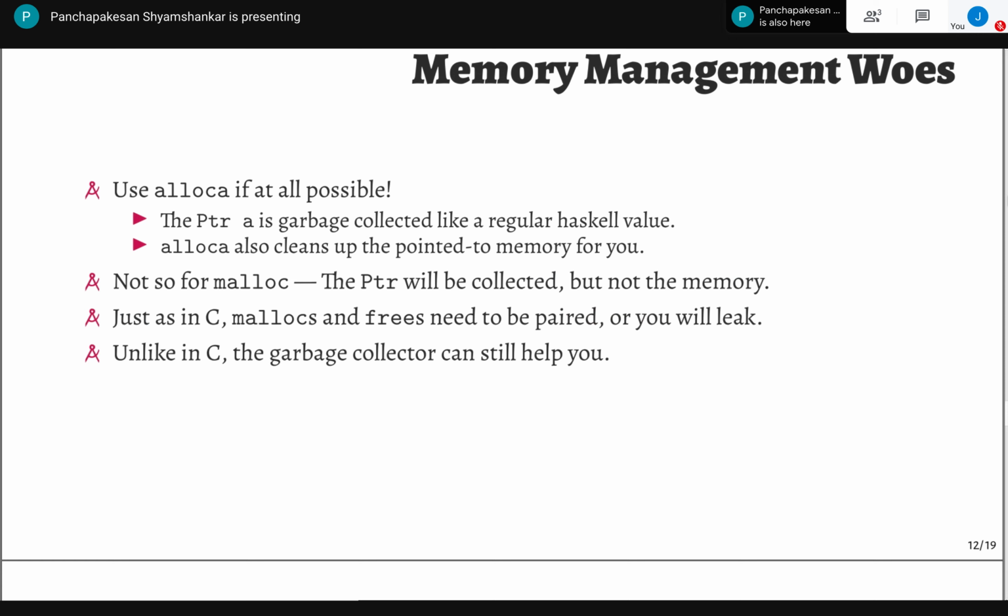So use alloca if at all possible. It's scoped, it's generally safe. I've stopped caveating everything because things can go horribly wrong, but in general, this is safe. Like I said before, with malloc, the pointer will be collected because it's a Haskell value, but the memory that pointer points to will not be collected. And so you need to pair mallocs and frees if that's what you're using. But unlike in C, Haskell does have a garbage collector, and even though the GC can't be relied upon to collect that memory, you can hook into it to help you collect the memory.